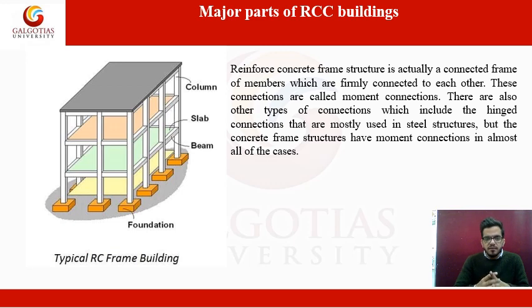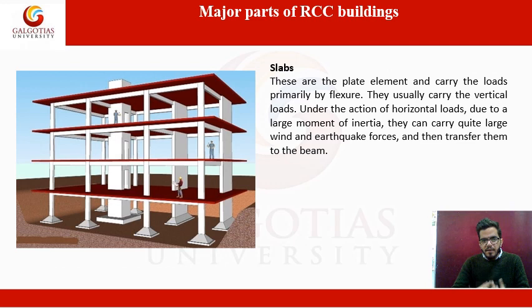So the three major parts of the building construction in RCC, as you can see in the figure, are the columns, the slab, and the beam, and foundation. Now let us discuss one by one the major parts of an RCC frame structure.